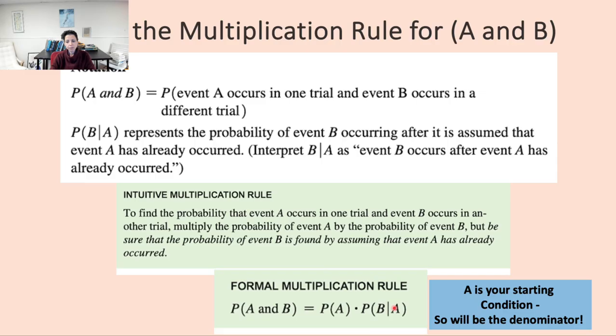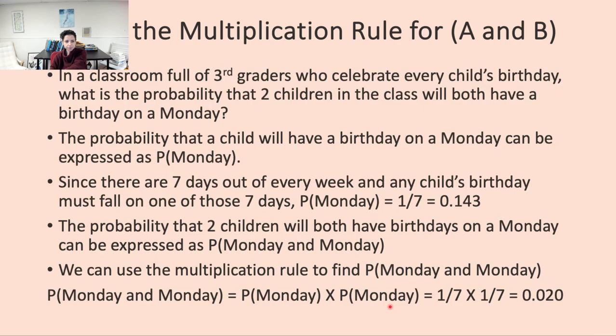And so it's important that you understand this B line A means that A is your starting condition. A has already happened. And so when we go to calculate this, because A is your starting condition, it will be the denominator of this particular probability. And we'll see that when we do examples.